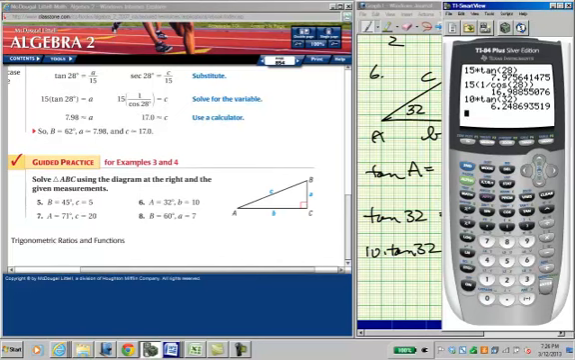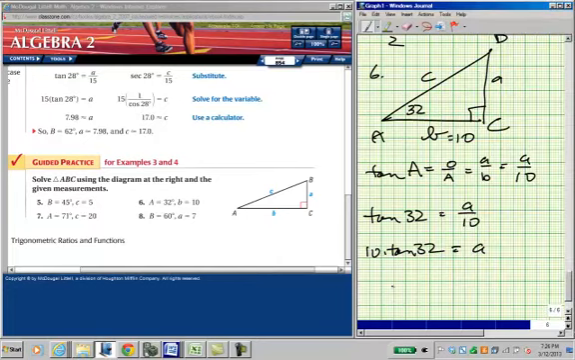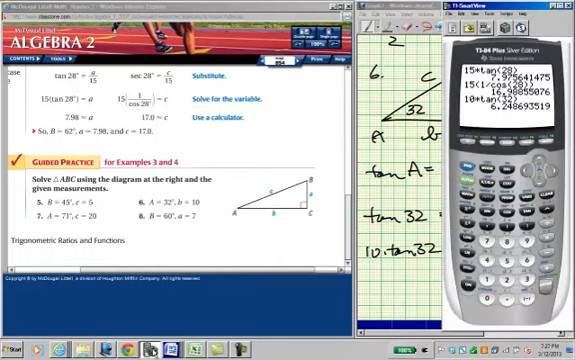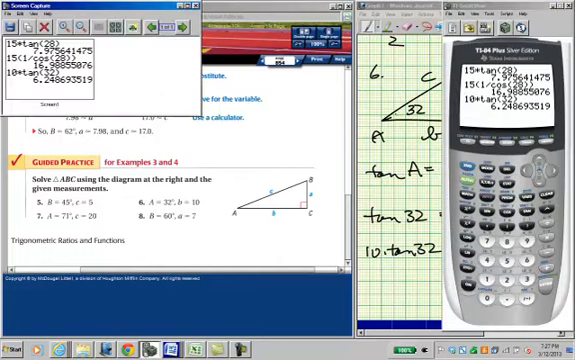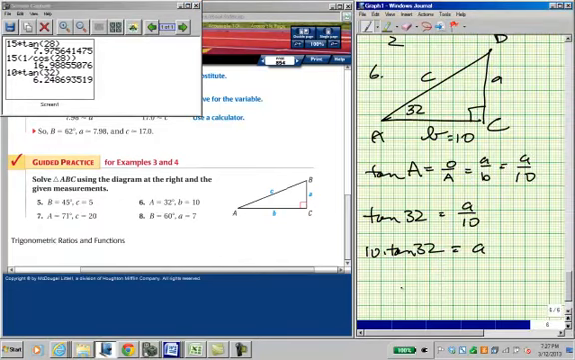Okay, so I should have kept that up on the screen here. Let me bring that back. Yeah, I'll take a picture of it. About 6.25, let's call it. So A is 6.25.